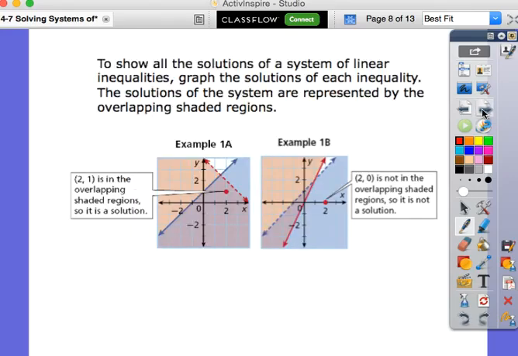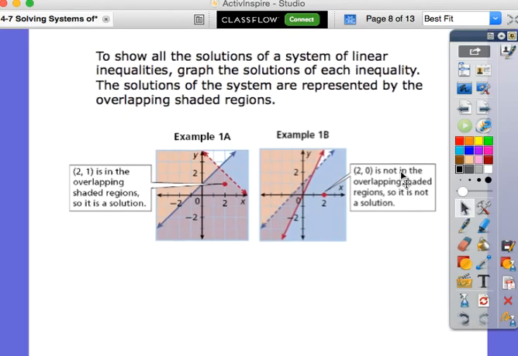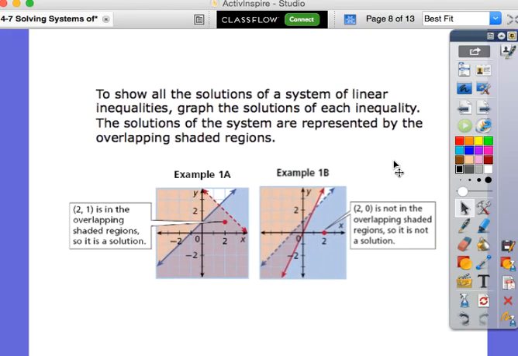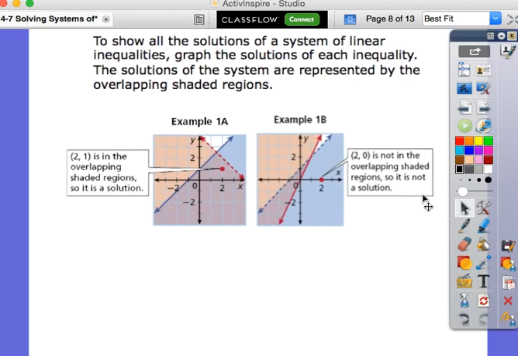Okay. All right. Now, this is very important that you pay attention here, so that you understand the meaning of the linear inequalities. I was going to see if I could use this as a pointer, but it might move around, so that's not going to work. To show all the solutions of a system of linear inequalities, graph the solutions of each inequality. The solutions of the system are represented by the overlapping shaded regions.